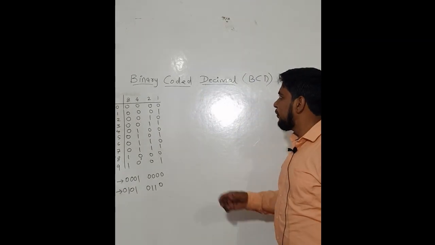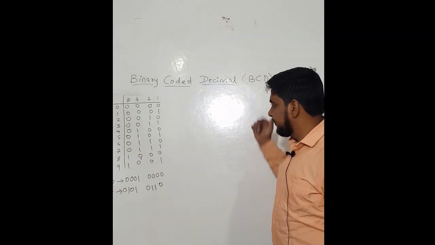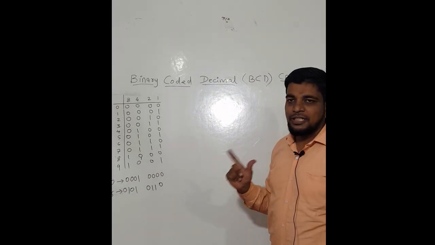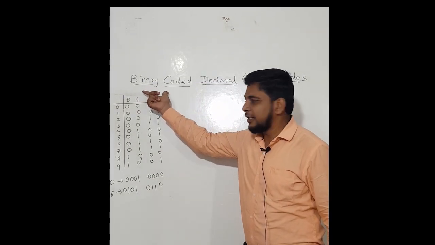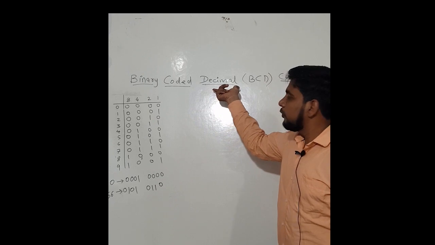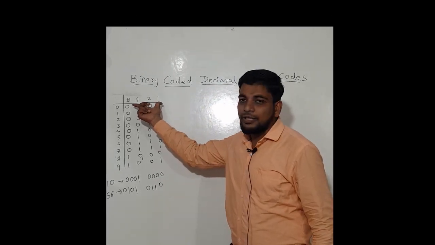In today's topic, we are going to cover binary coded decimal, that is BCD codes. BCD code, as the name itself indicates, is a binary code in the form of zeros and ones, and it is valid up to the decimal digit 9, that is 0 to 9. So we have this 8421 representation.